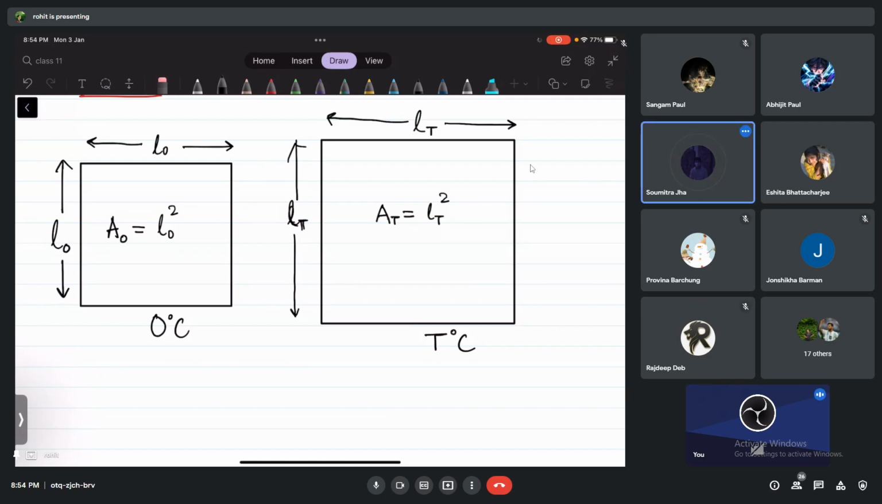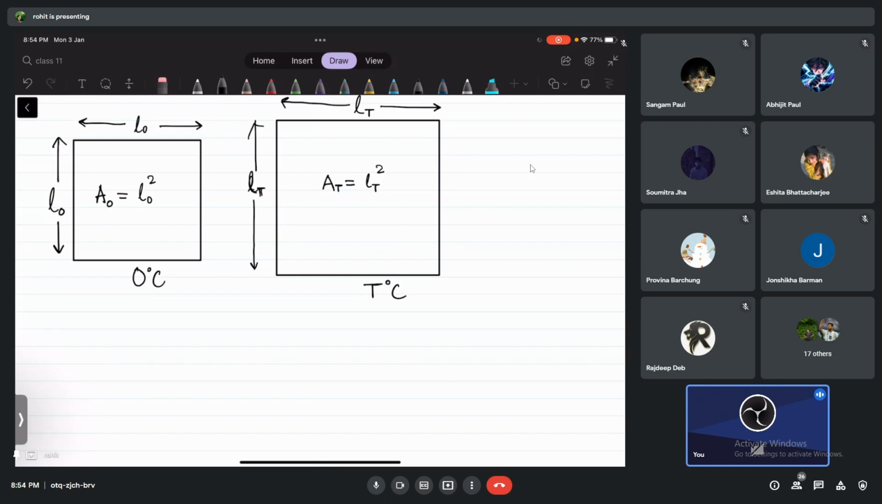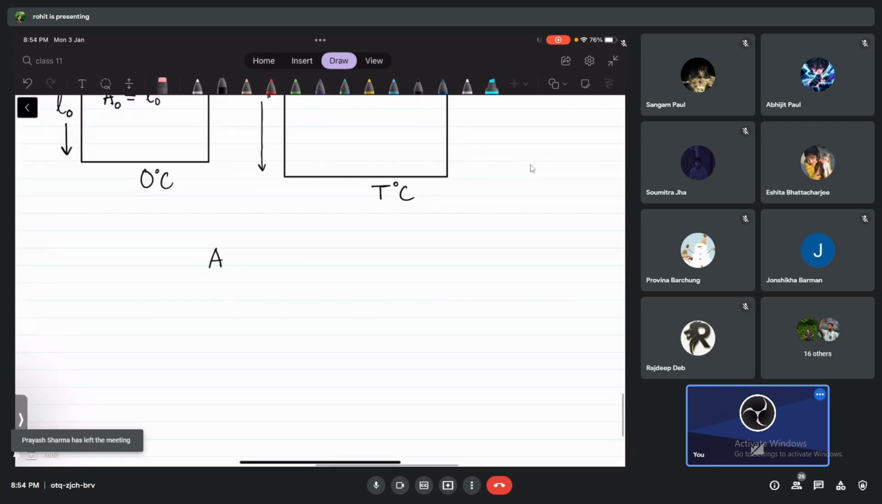LT square. Very simple. Now I only need to write one more formula, and then everything is fine. Just check. Tell me what you have learned just a while ago. New area will be equal to what?